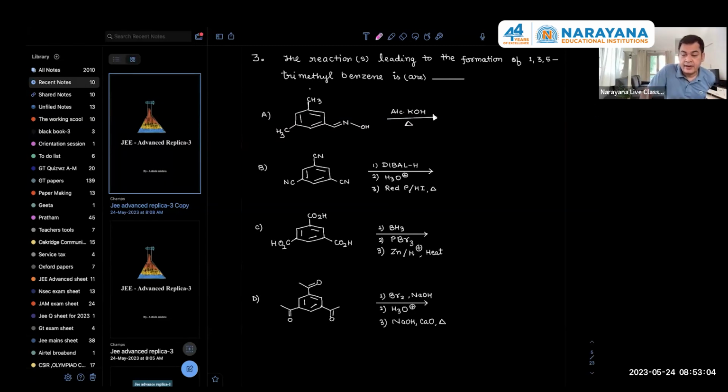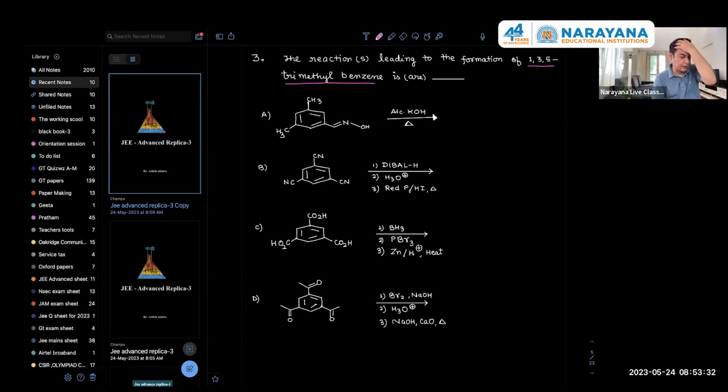One more question: the reactions leading to the formation of 1,3,5-trimethylbenzene. What is the name of this compound? Mesitylene, exactly. So how many of the reactions can give mesitylene as one of the products?